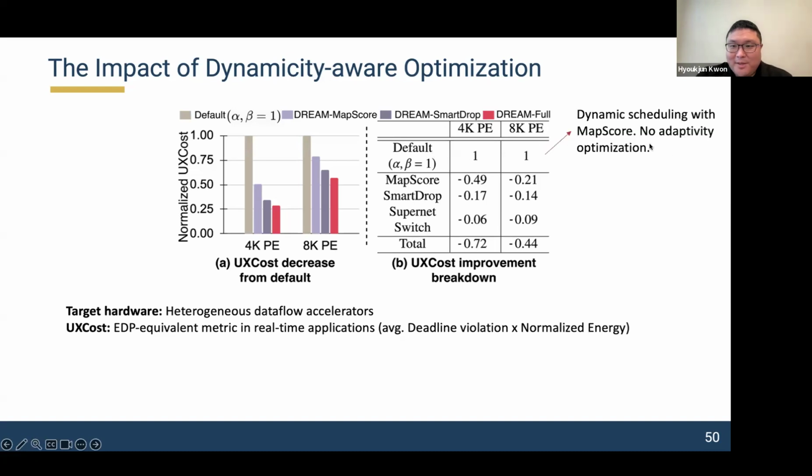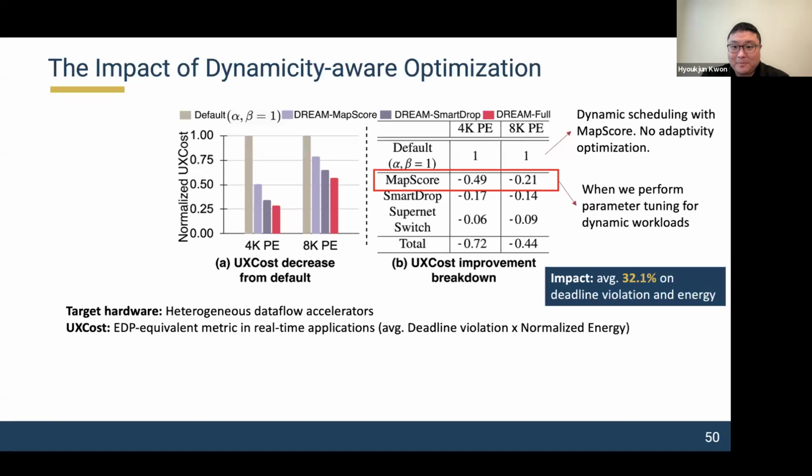The default one is the base dynamic scheduling with no adaptivity optimization. So we utilize the urgency score, energy score, those basic scores, but we don't tune them for dynamic behavior. So the default one could be seen as our scheduler without dynamicity consideration. But as soon as you consider dynamicity by tuning the alpha and beta, we see a significant amount of UX cost reduction, which shows the importance of considering dynamic behaviors. And on average, we observe 32% deadline violation and energy improvements.